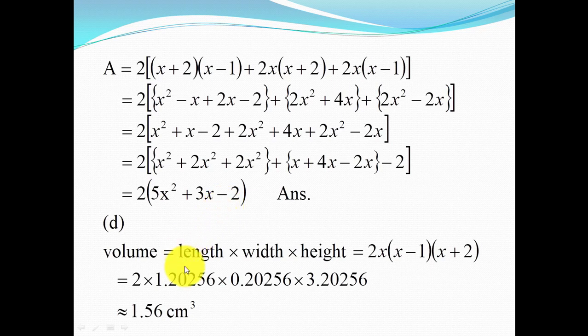And the third part is the volume. Find the volume of the rectangle. So we know the formula of the volume is equal to length multiplied by width multiplied by height, and so putting these values we get this expression.